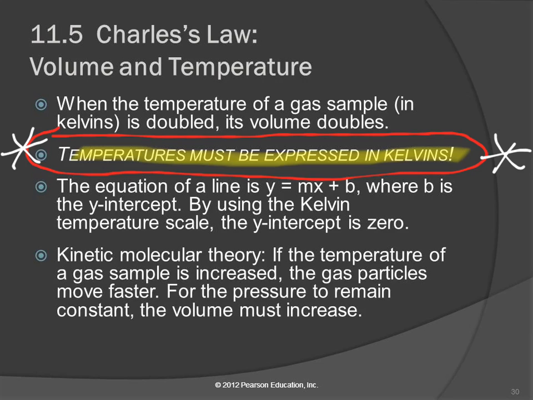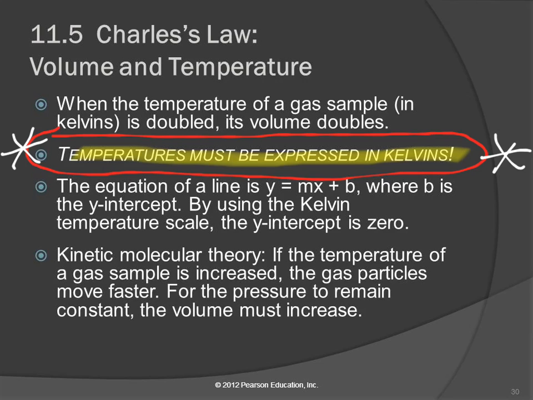Why does it have to be that way? Well, the thing is, the equation of a line is y equals mx plus b, where b is the y-intercept. If we use Celsius, the y-intercept is not 0. And so we can't say that the volume is proportional to the temperature. It would be the volume equals a constant times the temperature plus some constant. That's not going to work. The Kelvin scale gets rid of that constant. So we have to use the Kelvin scale.